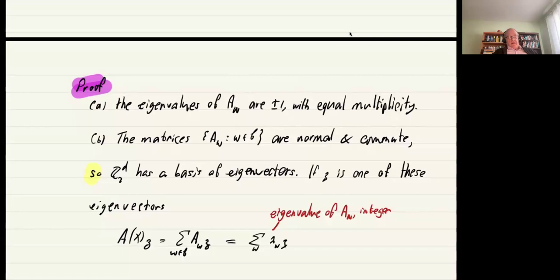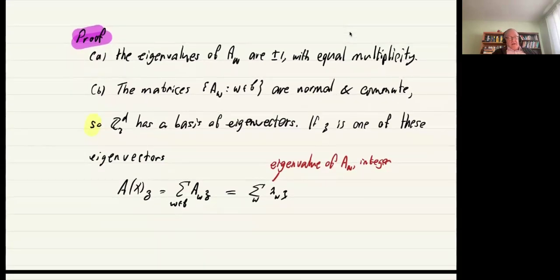So Z^D has a basis of eigenvectors, and each of these eigenvectors for Z^D is also an eigenvector for each of the matrices A_W. Now you just say, if you apply A_X to Z, that's the same as applying the sum of the A_Ws to Z, and so you get a sum of this form. The point is that this coefficient here is an integer, because it's just an eigenvalue of one of the A_Ws.